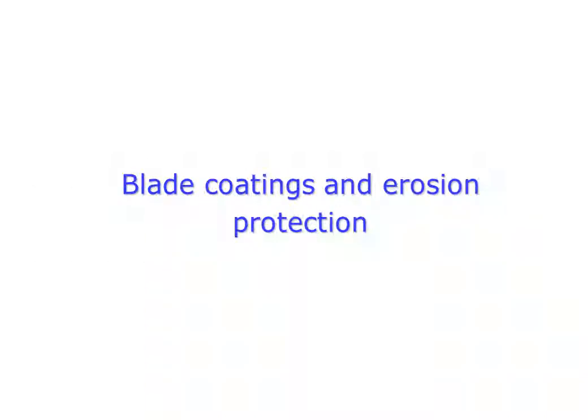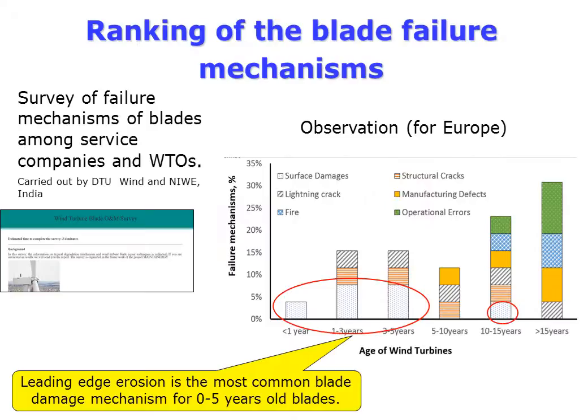Now, let us look at wind turbine blade protection against the most common degradation mechanism, leading-edge erosion. In the project MaintainWind, DTU Wind and the Indian National Institute of Wind Energy carried out a survey of often observed damage mechanisms of wind turbine blades. This is the summary of results for Europe. What can we see here? Leading-edge erosion is the most common blade damage mechanism for recently installed wind turbines, and remains so even for 5-year-old blades.